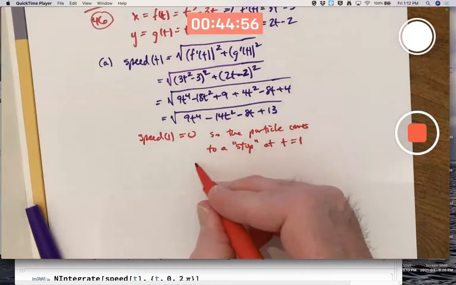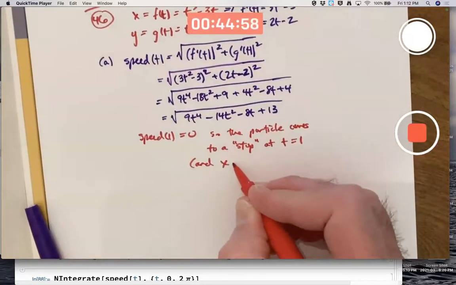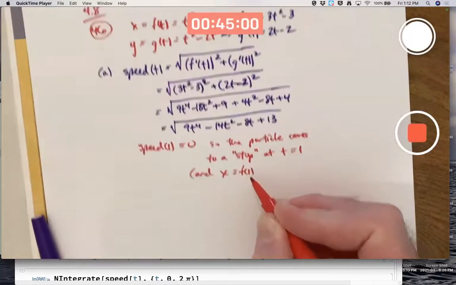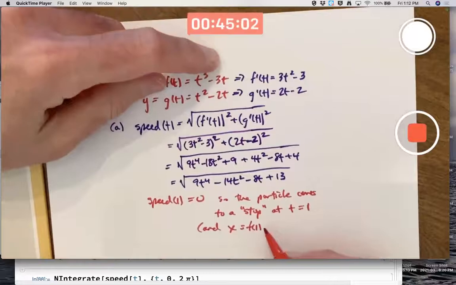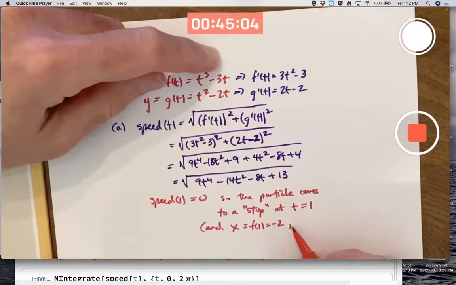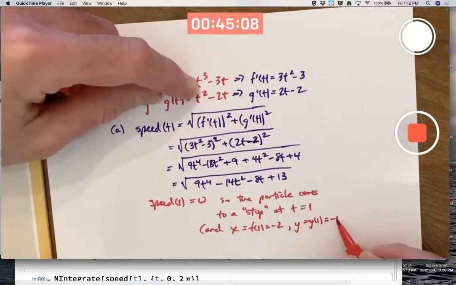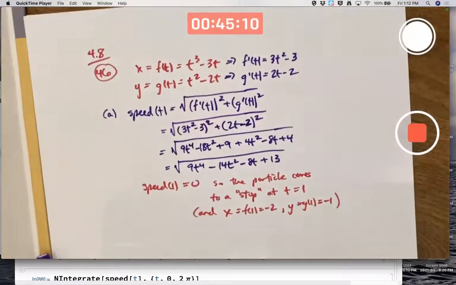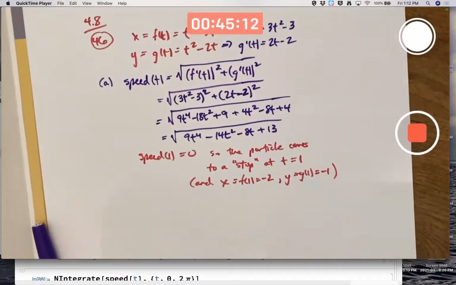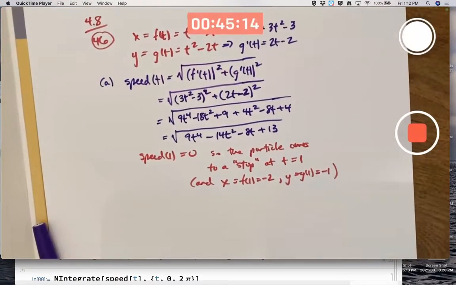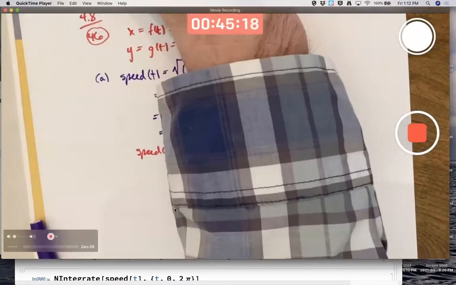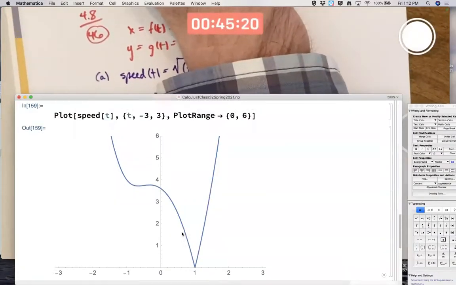And x equals f of 1 is 1 minus 3, which is -2. y equals g of 1 is 1 minus 2, which is -1. That's the location where it stops. Second question: does the particle ever move straight up or straight down? Is the tangent to the curve ever vertical?